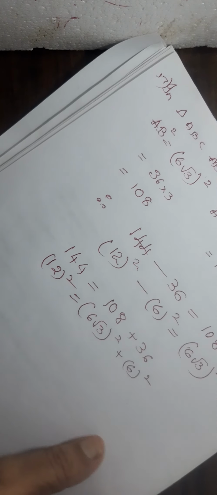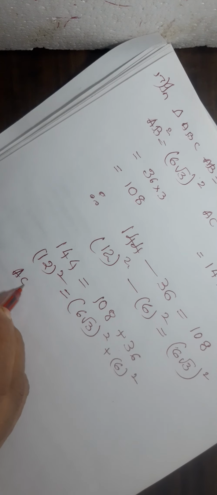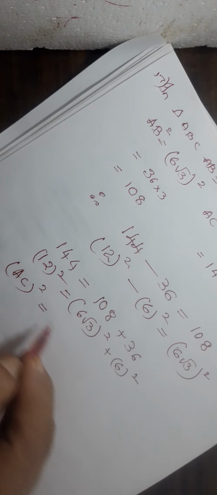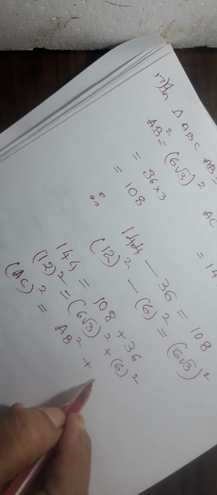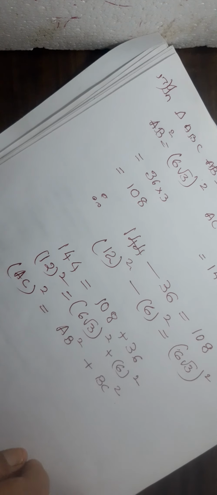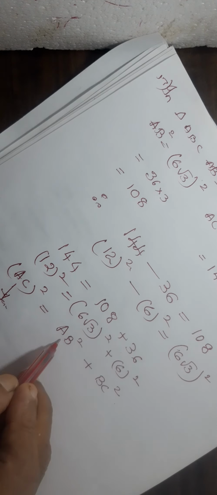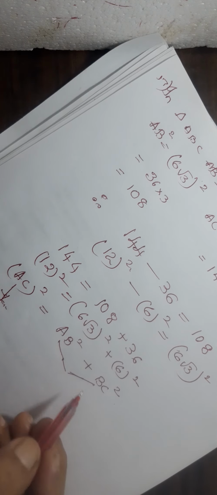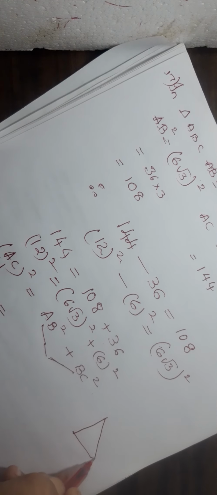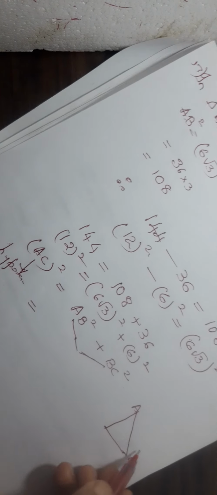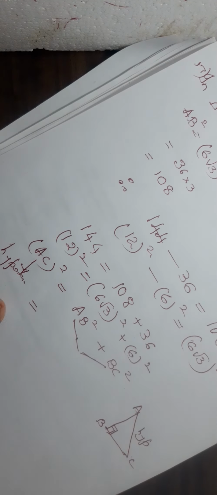So what is the meaning here? We have calculated everything here. Now 12 is AC, so AC squared it is. 6 root 3 is AB squared, plus 6 is BC squared. So AC will be the hypotenuse then. If AC is the hypotenuse, the other two sides will be the sides containing the right angle. We'll draw a figure and we'll come to know. If AC is the hypotenuse, then B will be the right angle. B has to be the right angle.